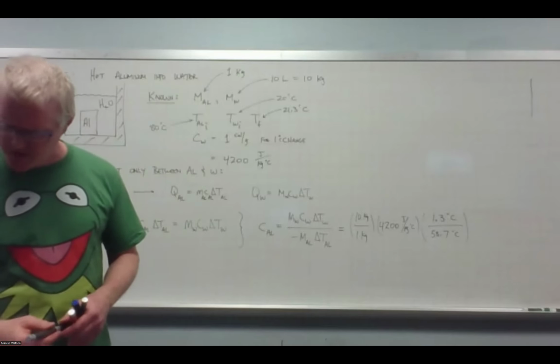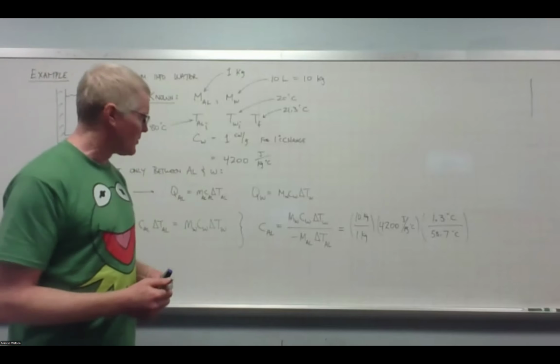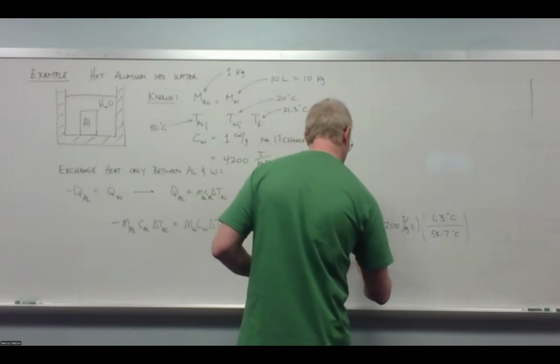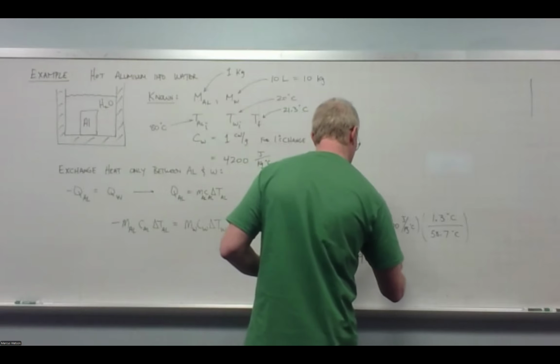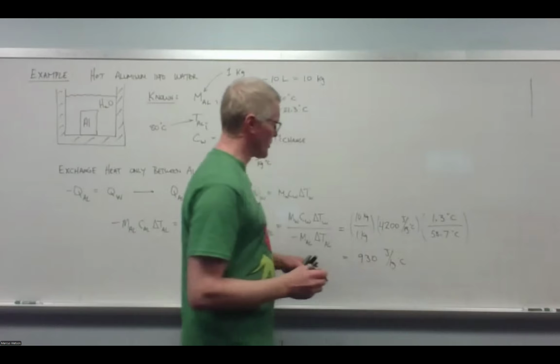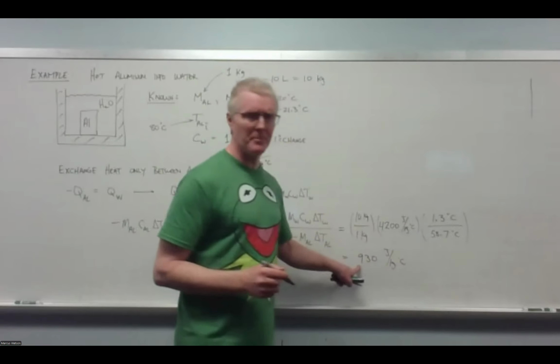Let's see, if you do this, what I got was 930 joules per kilogram. If you did joules per gram, this would be 4.2 and this would be 0.93.